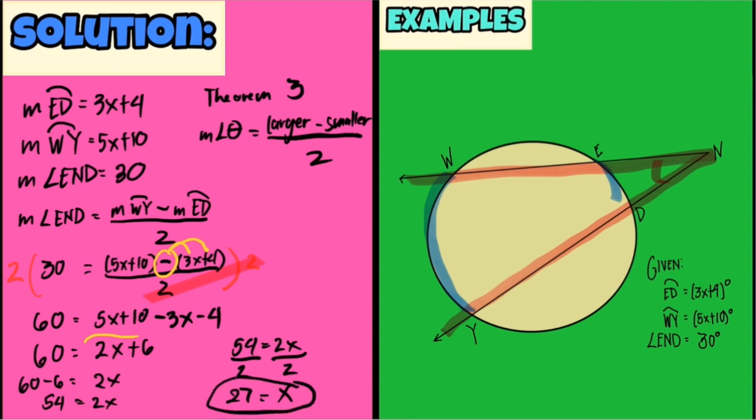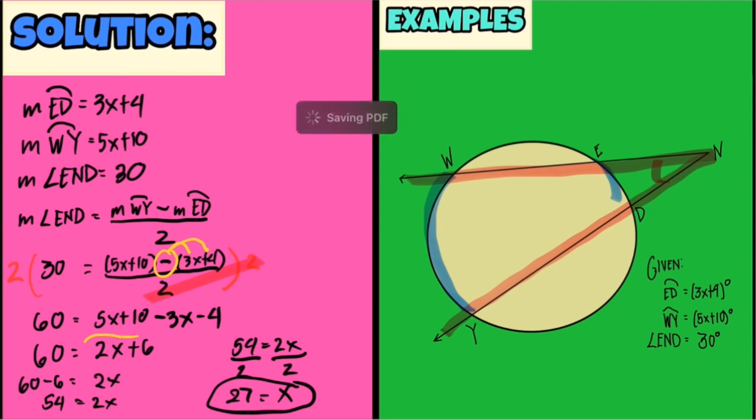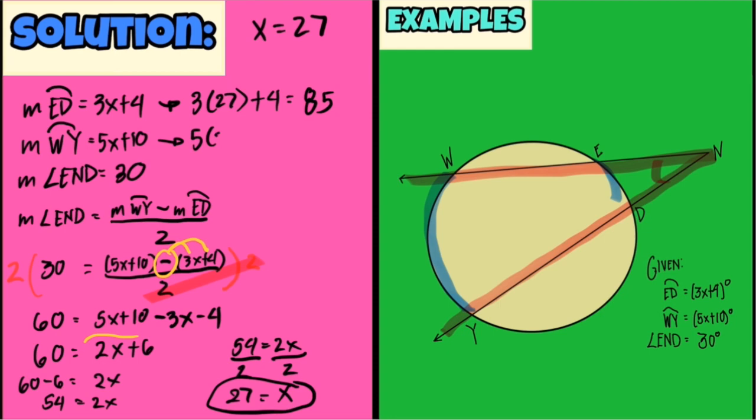So now that you have x is equal to 27, all you have to do is to substitute this value. To save space, I'll erase the formula here. So again, our x is equal to 27. And now all we have to do is to substitute. So from 3x plus 4, this means it will be 3 times 27 plus 4. So 3 times 27 is 81 plus 4, that will give you 85. Next, here 5 times 27 plus 10. So we're going to have 145.